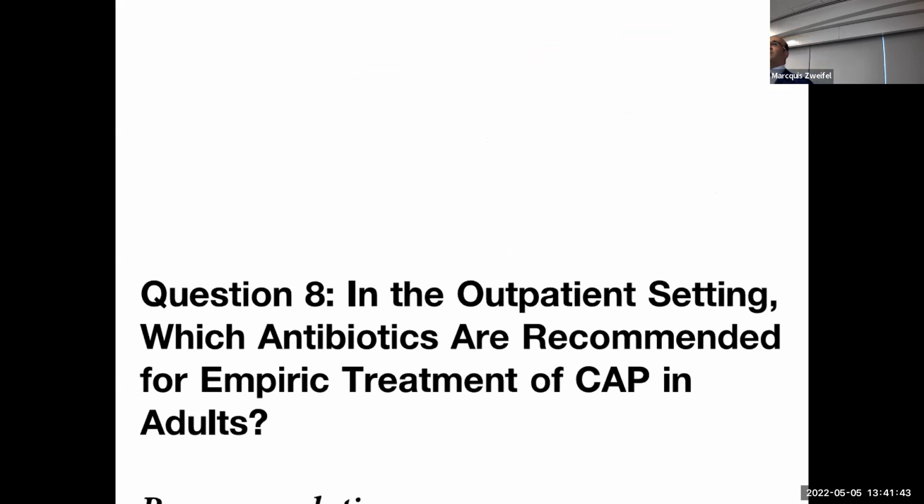Question 8, in outpatient setting, which antibiotics are recommended for empiric treatment of community acquired pneumonia in adults? I will split the outpatient because they love that in the board. I'll split the outpatient pneumonia that you decided to treat as outpatient into two groups. First group, you know very well. Who's that? You. Second group is not you. Who's you? Healthy, young adult, no comorbidities, I hope not alcoholic. This is you, right? No risk for MDR.